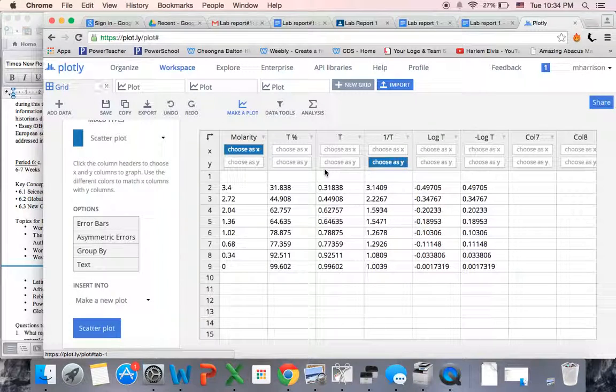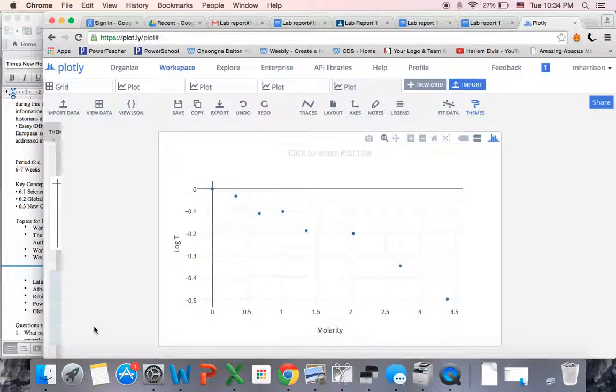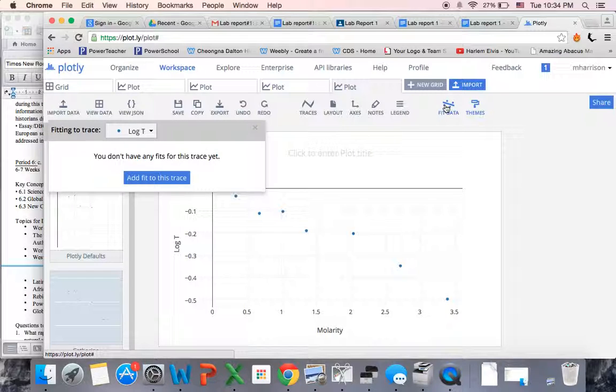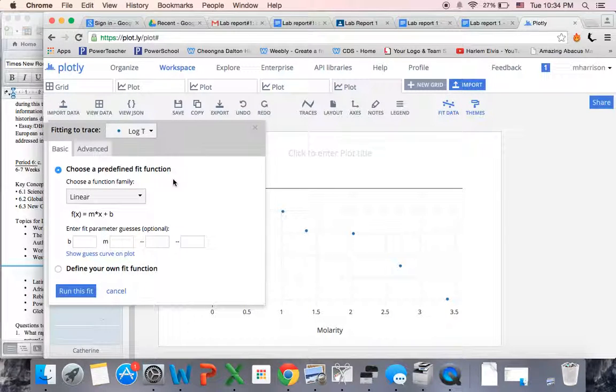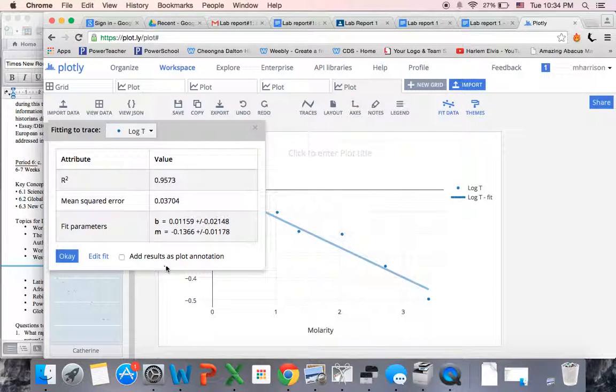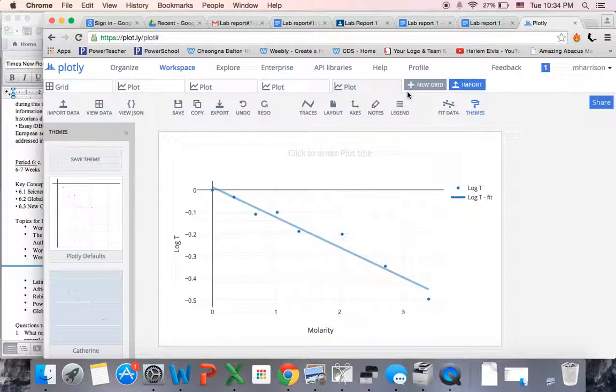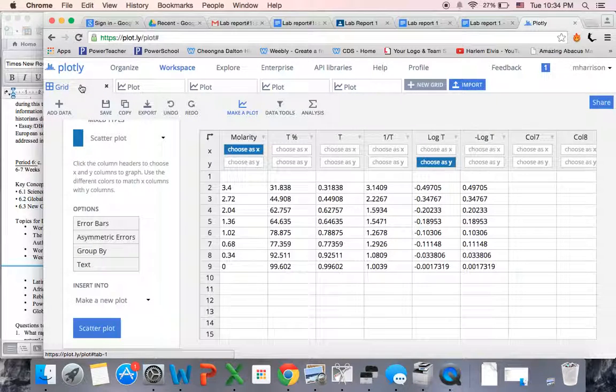Next set, we're looking at the logs, scatter plot, and we find it's negative again. So immediately we know this isn't right. But we run the fit anyway, and we discover that we've got the mean squared error of 0.03. So this is our best fit so far, 3.7. But it was not positive, it's negative. So we want to go back again, back to our grid.